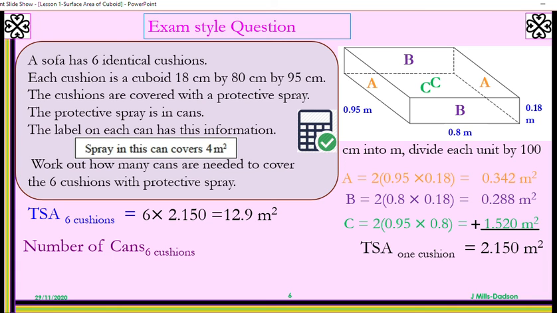One way of showing that is to divide the total area by the area a can sprays. So 12.9 divided by 4 will give you 3.25. So you need 3.25 cans. But cans can never be sold in bits. You can't go to the store and buy 0.25 of a can. That's why we round this up. This kind of rounding is not the typical rounding down. Anything above 3 has to be rounded up. So here we will need more than 3 cans. So that will be 4 cans. You need 4 cans to get the cushions fully sprayed.